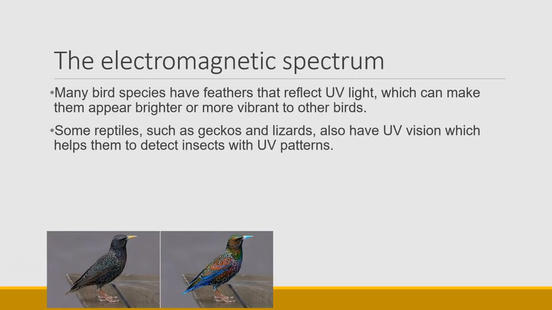Some reptiles, like geckos and lizards, have UV vision, and that helps them to detect insects that have UV patterns on them. So that helps them to detect their food.